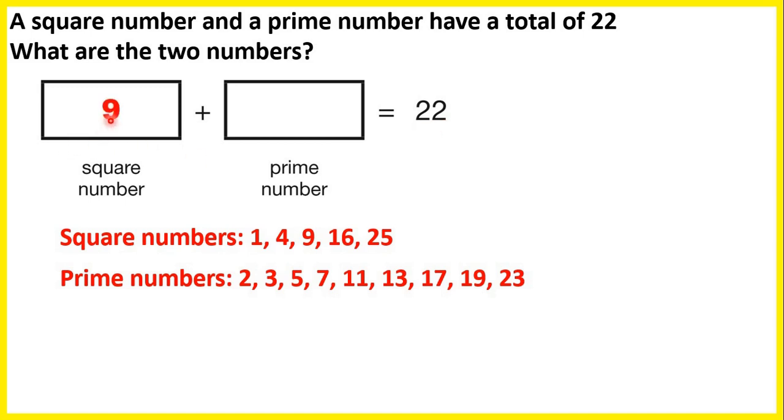So we can have 9 as our square number and 13 as our prime number, because 9 plus 13 is 22. 9 is a square number because it's what we get when we multiply the number 3 by itself, and 13 is a prime number because it's only in the 1 times table and the 13 times table. It's a number with only two factors.